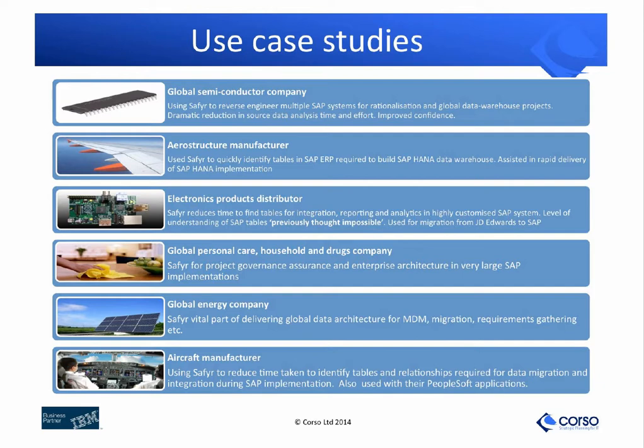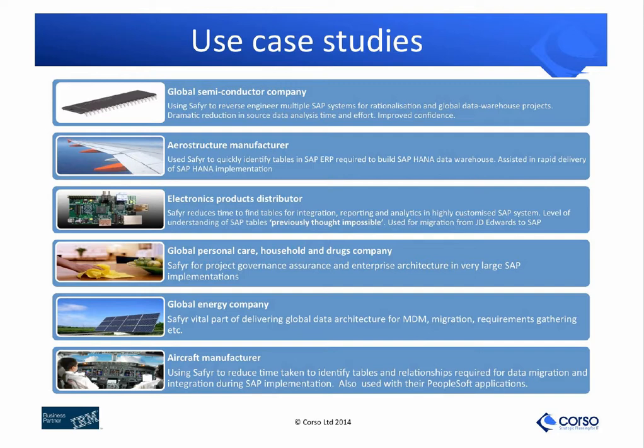I'll just talk very quickly about the fourth one down, which is the global personal care company, Procter & Gamble. They're using Sapphire for project governance and enterprise architecture assurance. So all of that work around making sure that the data models are understood across a variety of projects, making sure that the planning is done correctly and the integration is done correctly. And they use Sapphire for that.